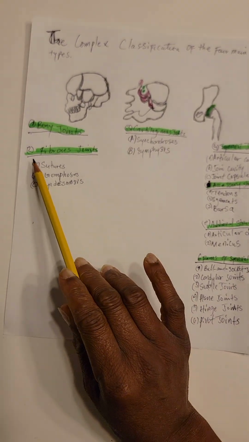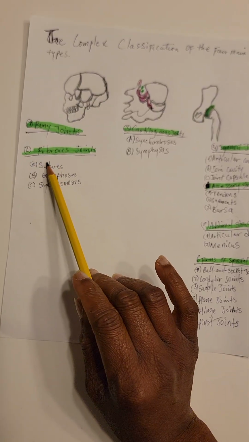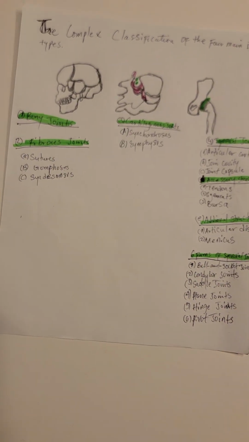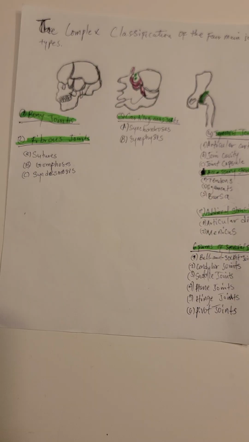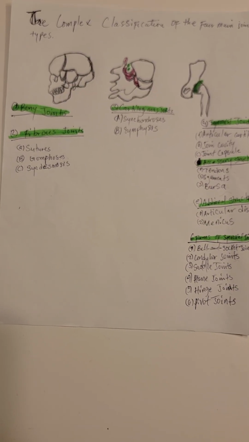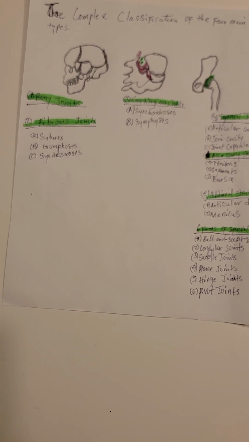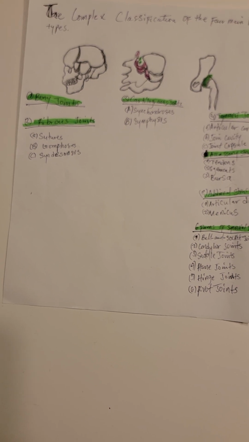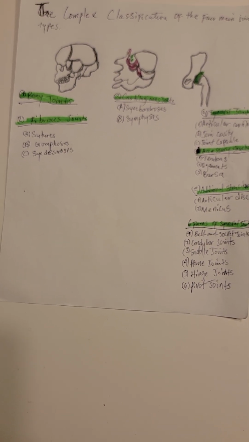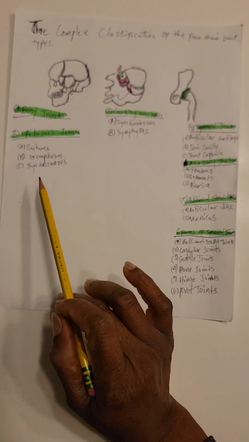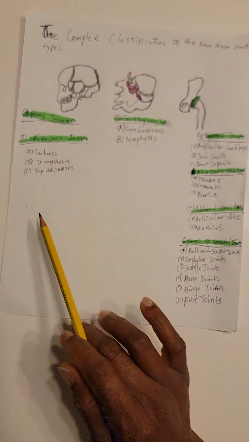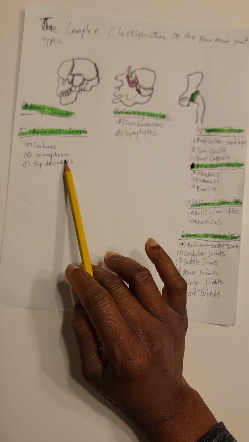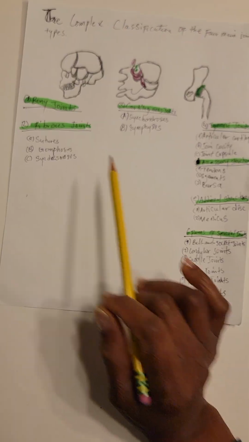The second joint I'm going to talk about is the fibrous joints. The fibrous joints are bones bound by short fibers. The fibers allow very little movement. This is called the synostosis. There are three kinds of fibrous joints: the sutures, the gomphosis, and the syndesmosis.